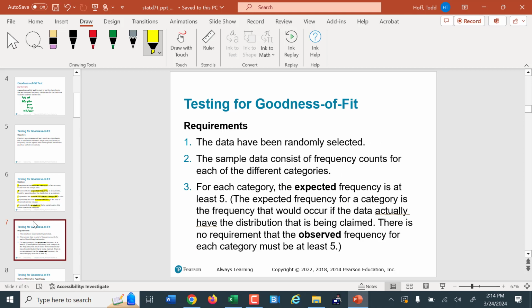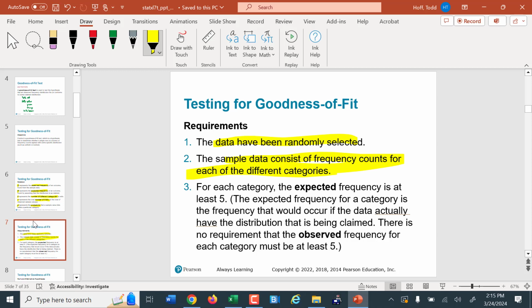So testing for goodness of fit, we have some requirements, just like all our other tests. As with any of our tests, the data has to be randomly selected, so it has to be simple random samples from the population. It must consist of the correct type of data. They must be frequency counts from the categories that we're analyzing.